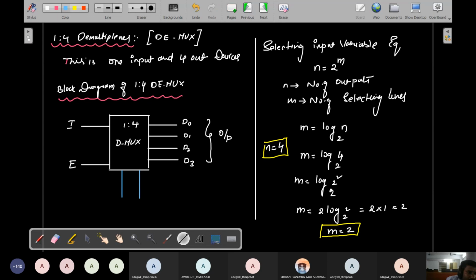Okay, so these two are selecting lines. They are on. This represents S0 and this represents S1. Understand? These are the selecting lines. Now for 4 outputs we are giving 2 input selecting lines. And this is the input data, and this is the enable condition. Enable is always maintained at high only. Please note everybody.